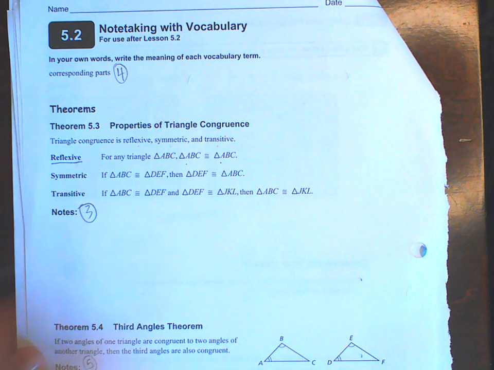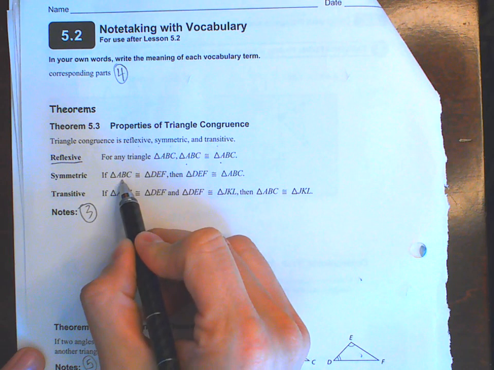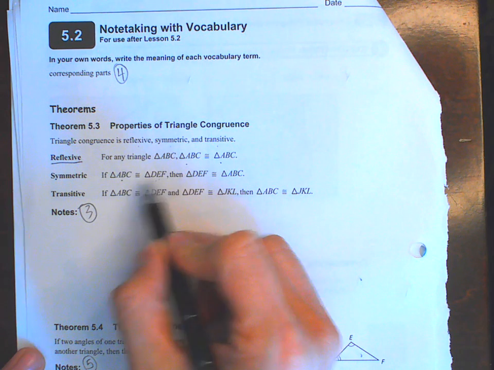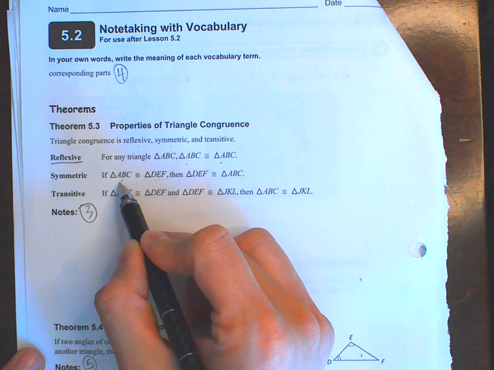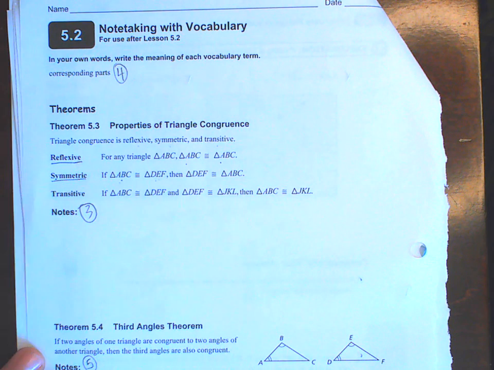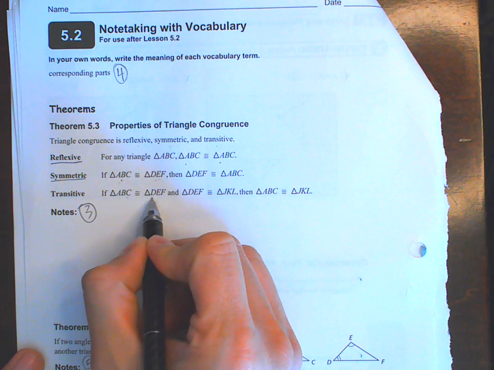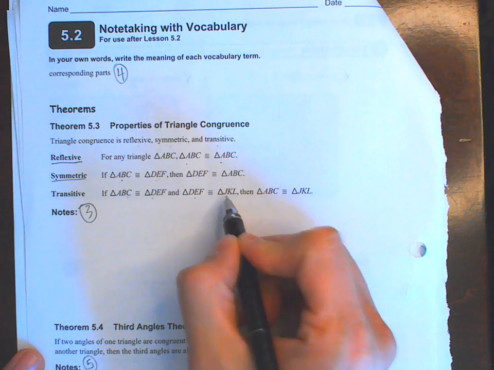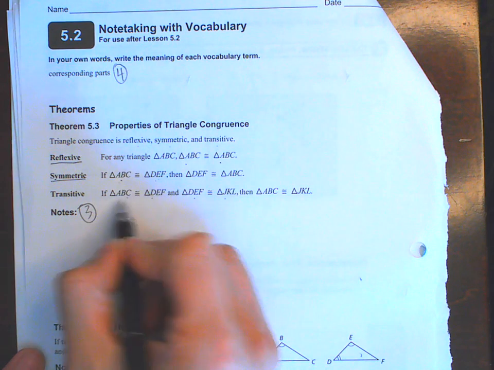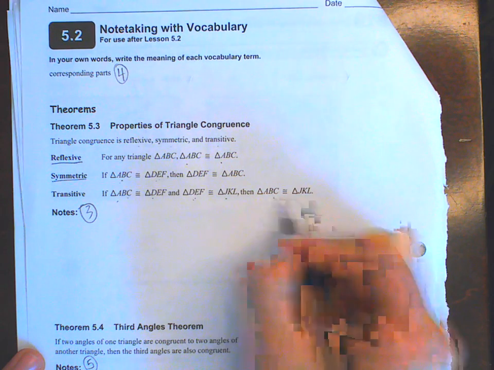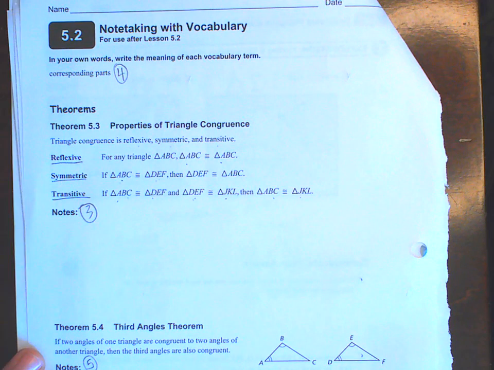The next one is the symmetric property. If you have triangle ABC congruent to triangle DEF, okay, then triangle DEF is going to be congruent to triangle ABC. That's called the symmetric property of triangle congruence. And now you have the transitive property that states that if triangle ABC is congruent to triangle DEF and triangle DEF is congruent to triangle JKL, then triangle ABC is going to be congruent to triangle JKL. Transitive property of triangle congruence.